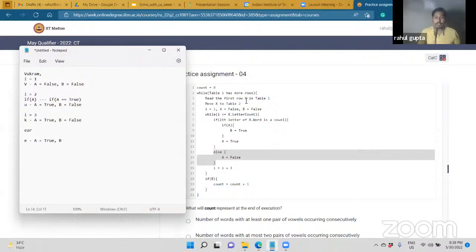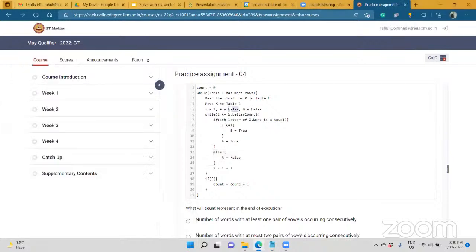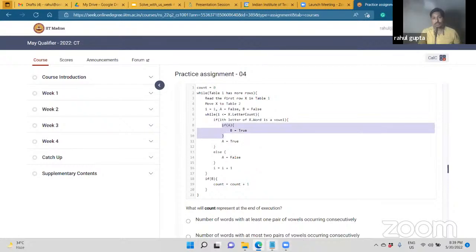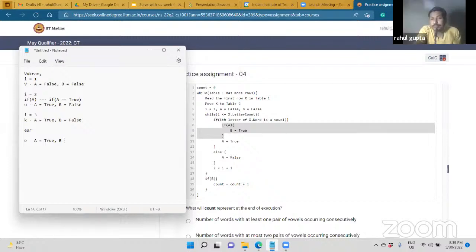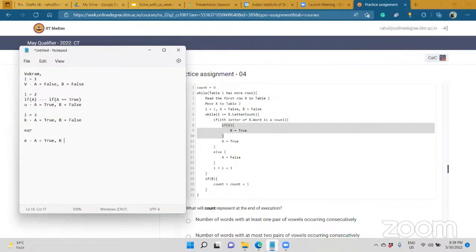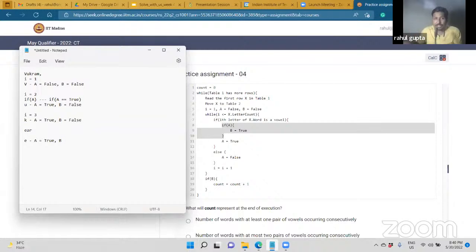Why? Because A was false here. In the start, A was false, so I did not execute this block. Sir, is that clear? I'm not getting it. If A becomes true, then B should be true in this loop. So A is being true, but the letter is being passed now. We will go to the next letter. In this loop, we will go line by line. When is A becoming true?